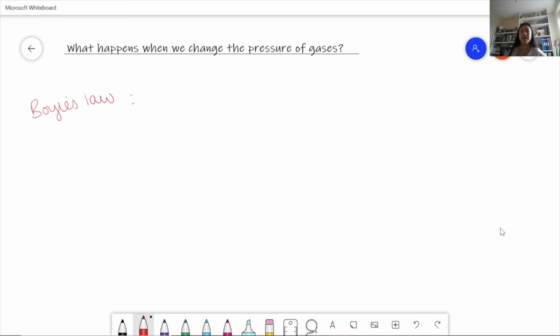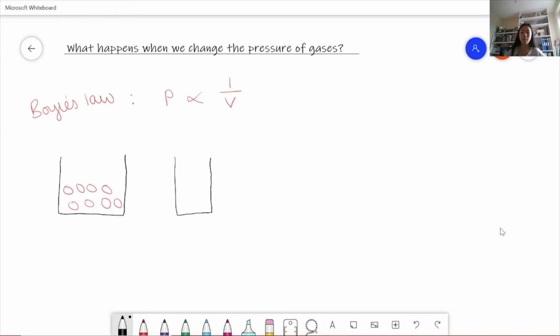And Boyle's law states that pressure, which we'll call big P, is inversely proportional to the volume. So that means that if we double the pressure, then we halve the volume. And so if we have a container with the particles, let's say we have 8 particles in this specific volume, if we halve the volume and still had 8 particles, then this pressure would be double of this one.